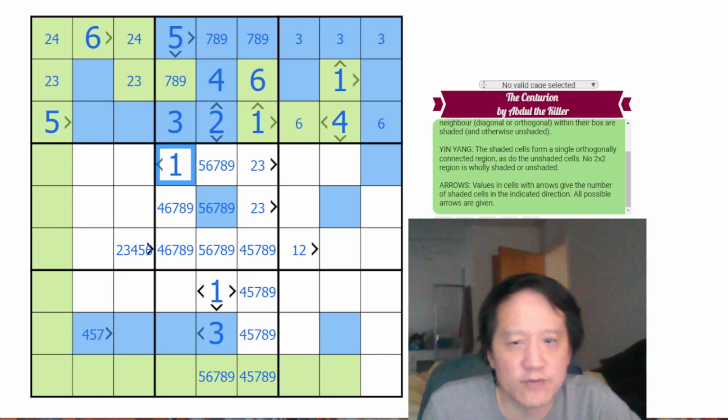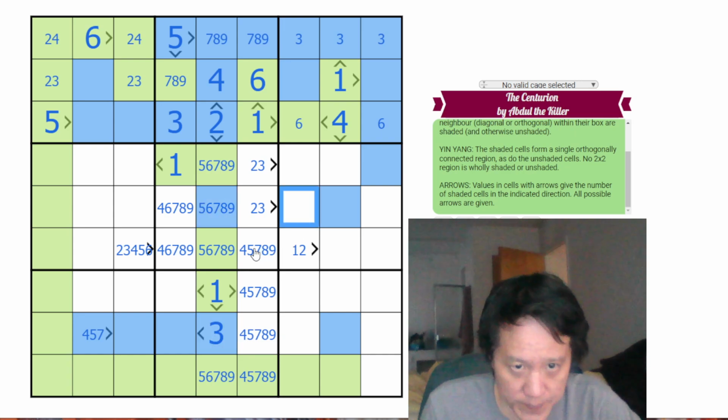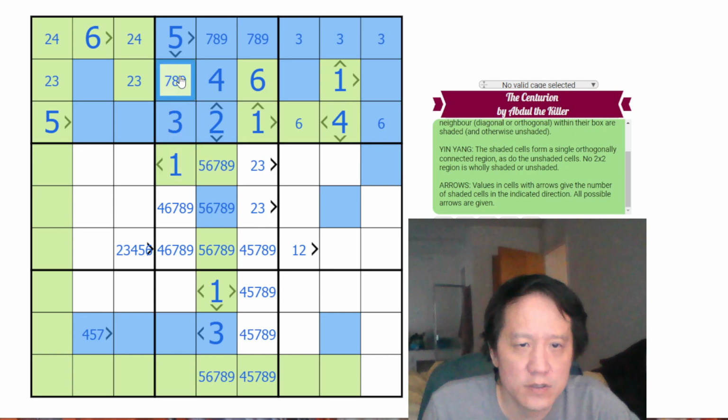The 1 is never shaded, so 1 is always shaded. Oh, this is 2. Right, so this is 2, so these are all unshaded because we already have the 2. So that's 2. This counts 1, 1. This has 6. This has 5. We've got 1, 2, 3 unshaded.